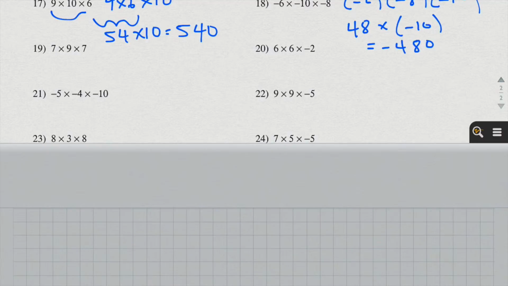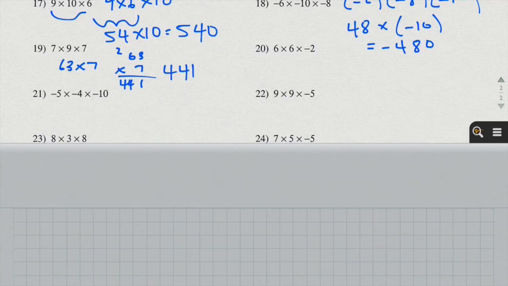Okay, number 19. 7 times 9 times 7. So let's do the 7 times 9 first, which is 63 times this 7. We'll go ahead and do multiplication this way. 7 times 3 is 21. 7 times 6 is 42. Plus 2 is 44. So we end up getting 441.